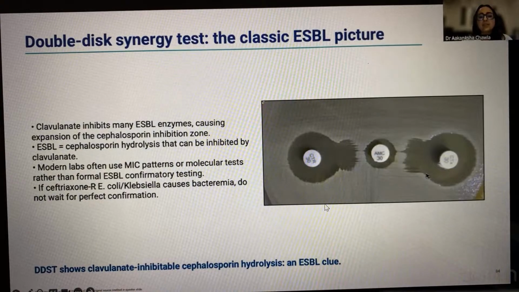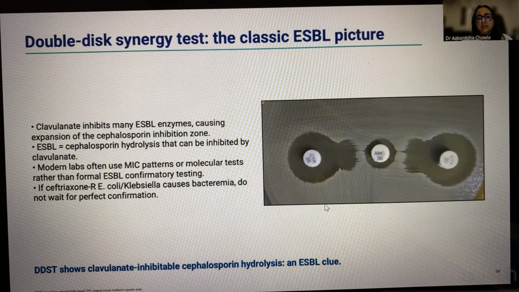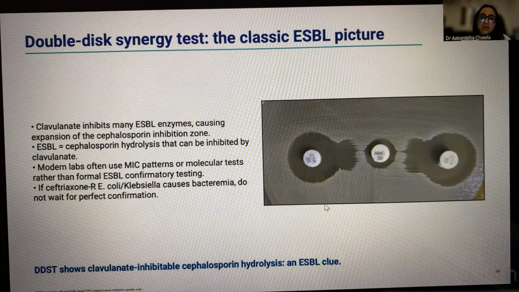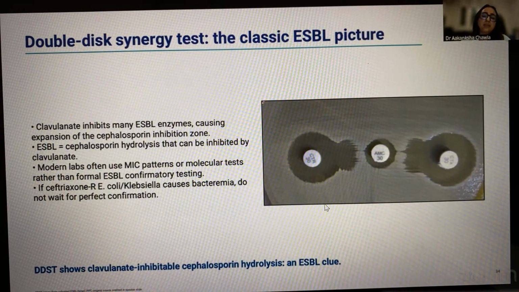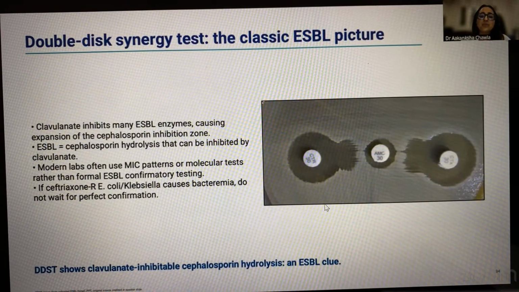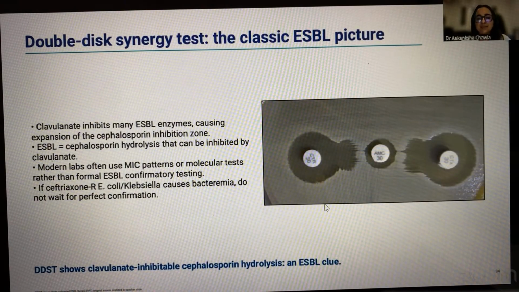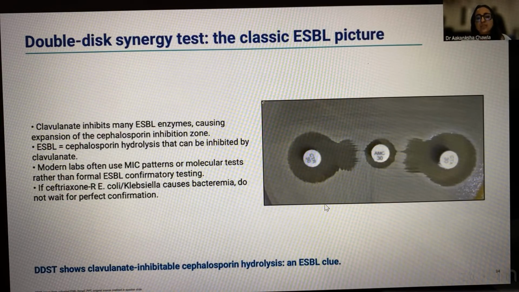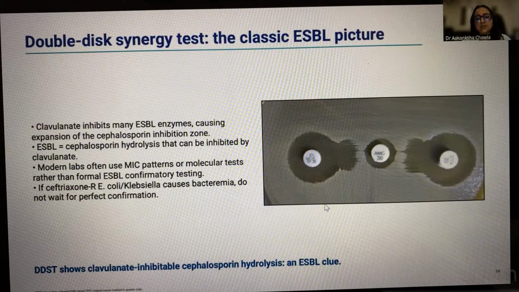So this basically tells you that clavulanate has the capacity to inhibit ESBL enzymes, and it would cause expansion of the cephalosporin inhibition zone. This is the double disc synergy test, which is the classical phenotypic test. But these days in the labs, most of the time they use molecular tests or MIC patterns, and you would often not see this. So this is basically to identify the ESBL clue. This is one of the classical tests which was done, the double disc synergy test.